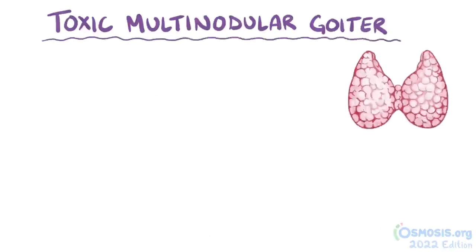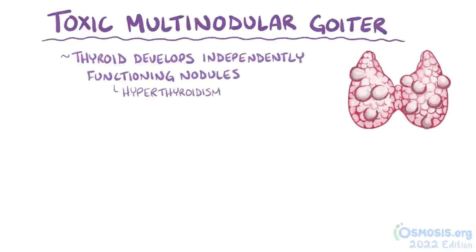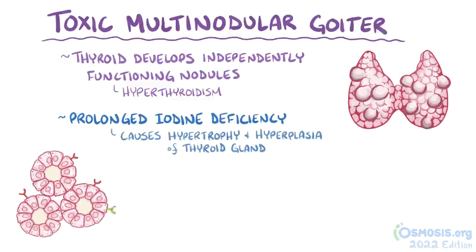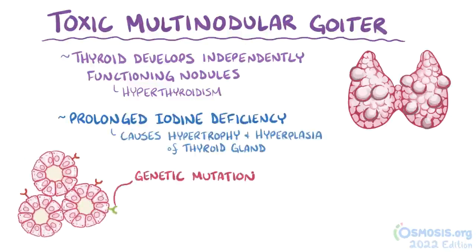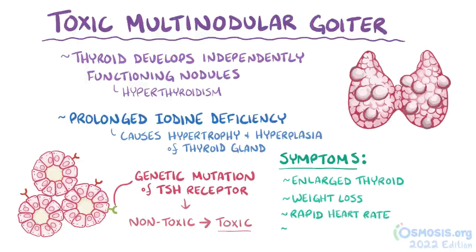Alright, as a quick recap, toxic multinodular goiter is a condition where the thyroid gland develops independently functioning nodules, which results in hyperthyroidism. It develops after prolonged iodine deficiency, which causes hypertrophy and hyperplasia of the thyroid gland. Continued follicular cell division can lead to a genetic mutation of the TSH receptor, which turns a non-toxic multinodular goiter into a toxic multinodular goiter. Symptoms include an enlarged thyroid as well as the typical symptoms of hyperthyroidism, like weight loss, a rapid heart rate, and hyperactivity.